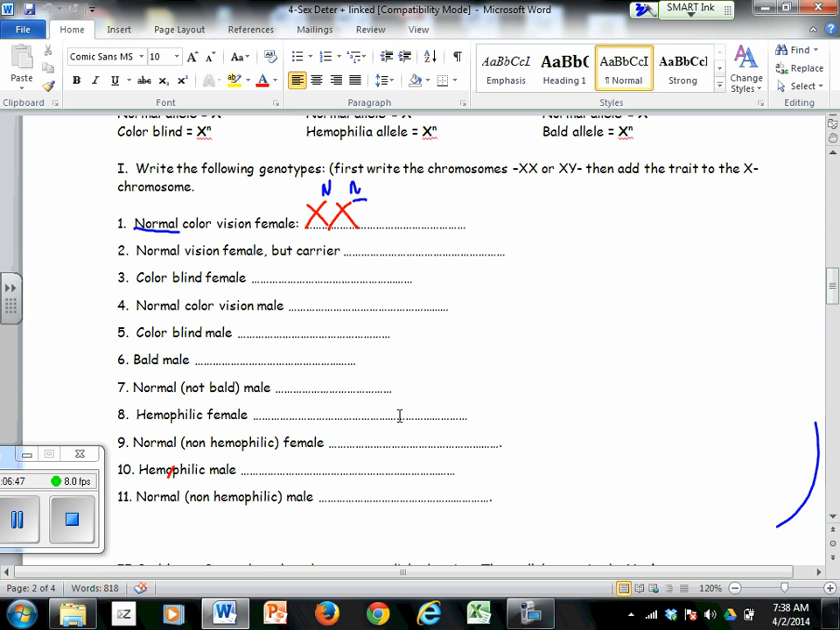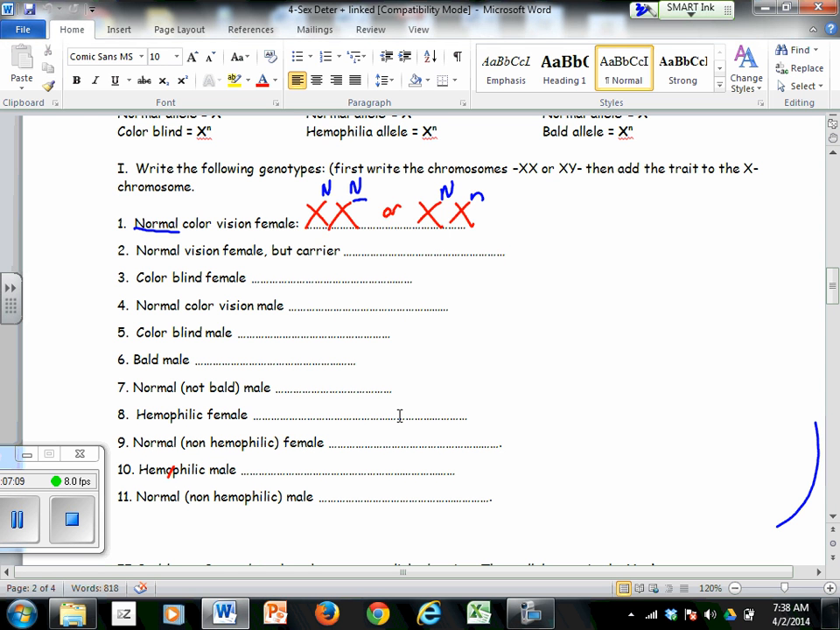She could be X big N, X big N. That's normal. She would be normal. Or she could be heterozygous for this trait, X big N, X little n. Either way, she's still normal because the capital N is dominant to lowercase n. Right? Either way, she'd be normal.